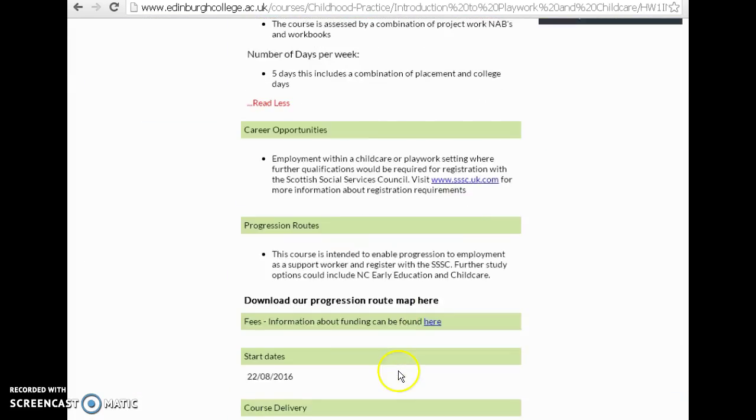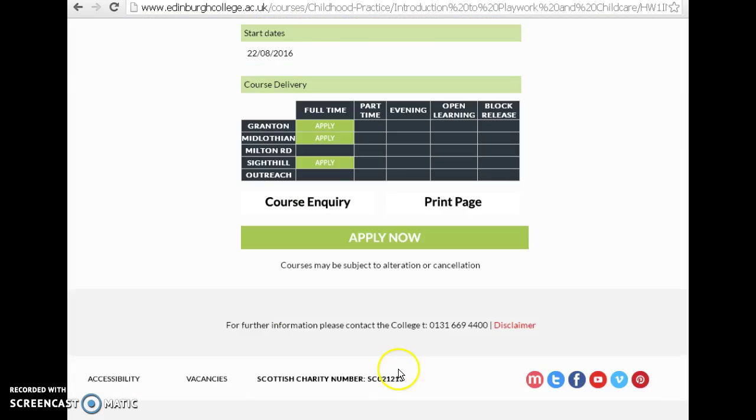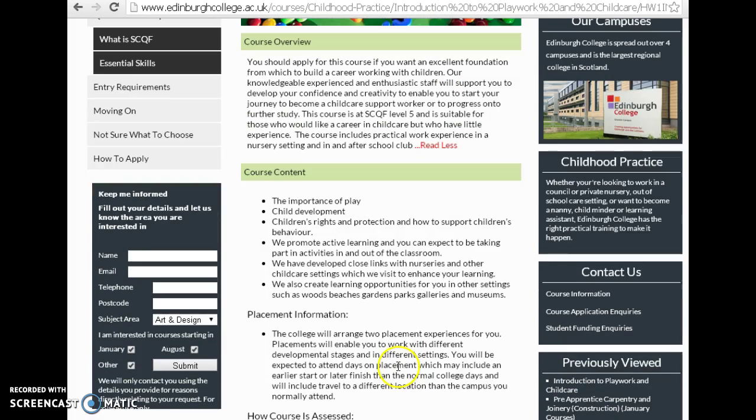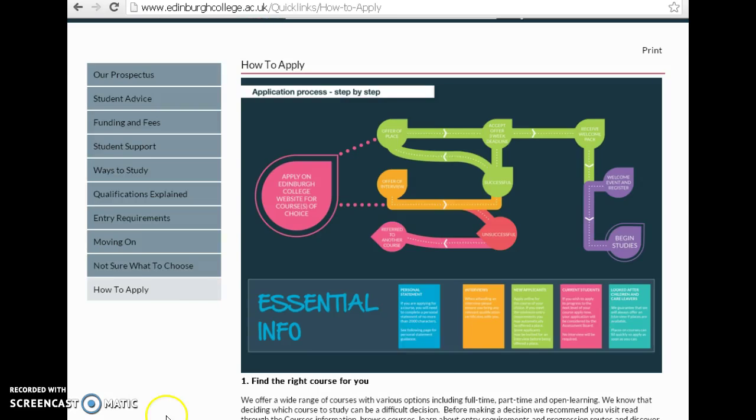Once you've done this, you should think about the actual application, and there's a section the college has here on how to apply. So we'll now have a little look at that. It starts with a diagram explaining the steps involved in the application process, and it begins with doing an online application for the course of your choice.